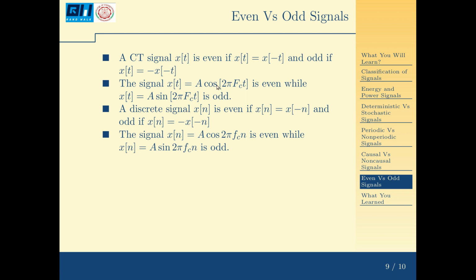Okay. Likewise, for the discrete case, a discrete signal x[n] is even if x[n] is x[minus n], and odd if x[n] is minus x[minus n]. If at n equal to 0, I have mirror symmetry about the y-axis, then it's an even signal. If I have anti-symmetry, then it's an odd signal. A cos(2 pi fc n) is even, while x[n] equal to A sin(2 pi fc n) is an odd signal.